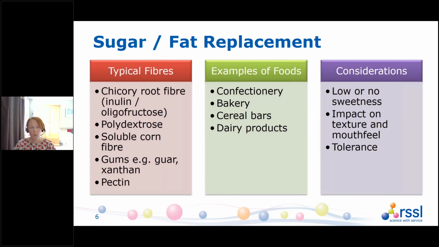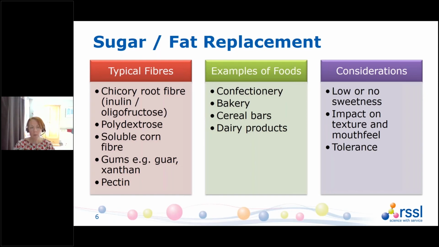The soluble fibres are also widely used in sugar and fat replacement. Over the last few years, we've seen a number of confectionery, bakery, and cereal bar products launched onto the market using these types of fibres, primarily to replace the sugar in these products, because these fibres can provide some of the bulking effects similar to sugars. We're also seeing them used in low-fat products such as dairy products. The fibres are then used to provide the mouthfeel and creaminess that you lose when you take fat out of these products.